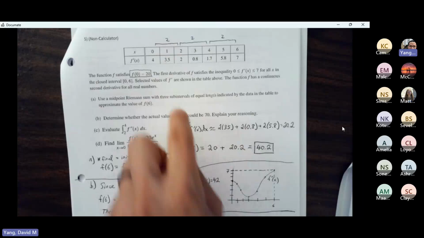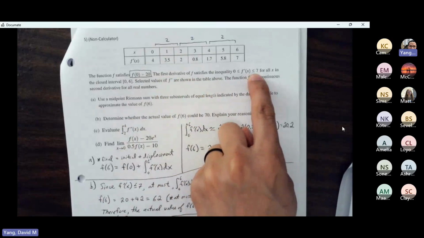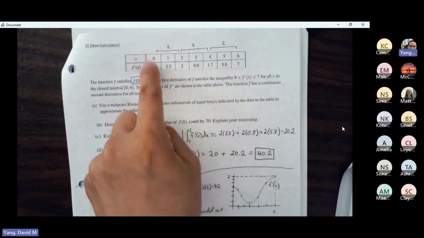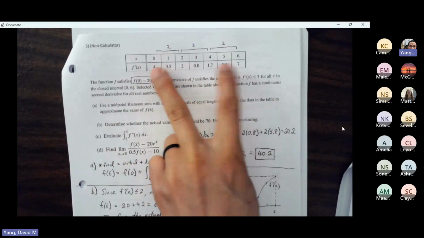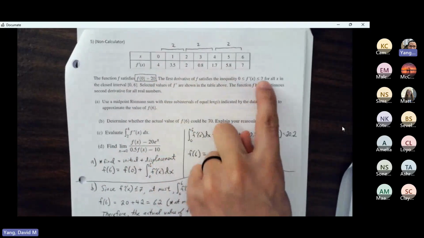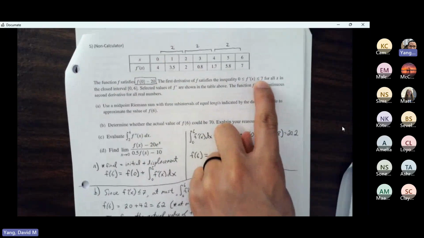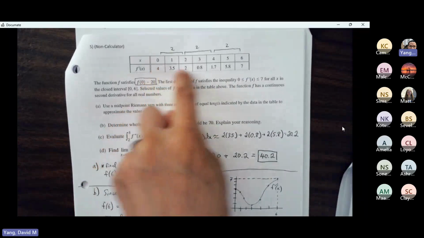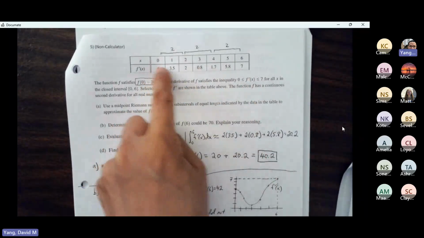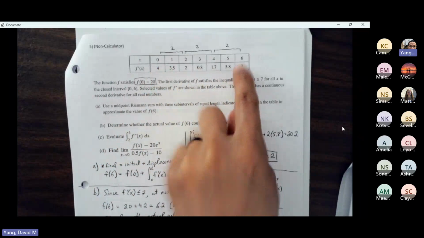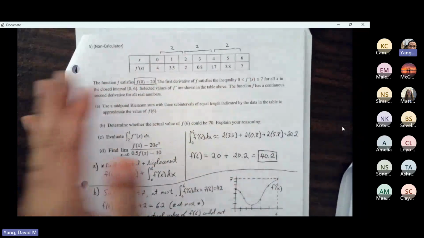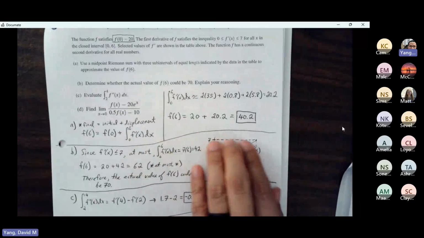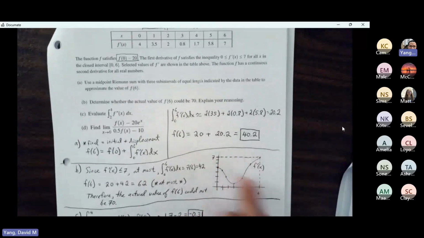Well, let's do worst case scenario. Worst case scenario would be, let's imagine if f prime was all 7. I know that's not the case because we already see some numbers below 7, but let's just look at worst case scenario. Can it even reach a value of 70 if this whole thing was 7? So let's imagine just finding an area under all 7s, because we know that this area can never be higher than this, right?